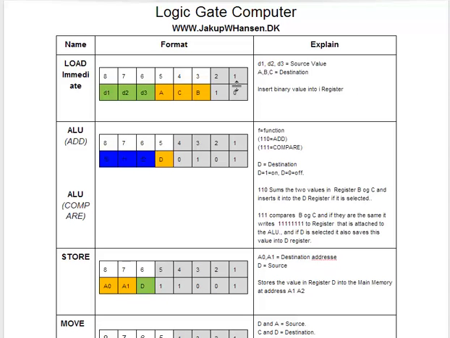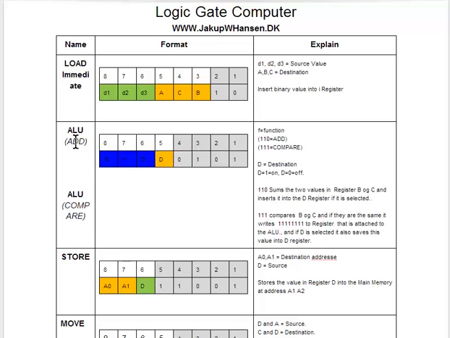I have the load immediate. We can see if the first bit is 0 and 1, we know that it's the load immediate, and it takes the value in D1, 2 and 3 and puts it into the A, C or B. And there's the ALU, which is 1, 0, 1, 0. Then we know it's the ALU, which has some functions. Here we can set function 1, 0, 1 and 2, and it takes the value from the ALU and puts it into the D.